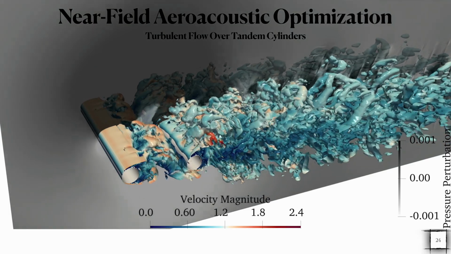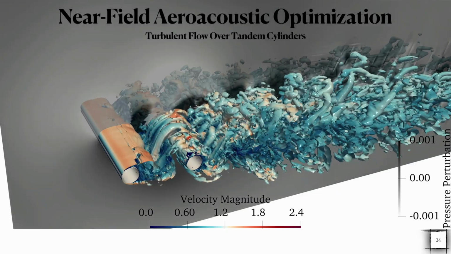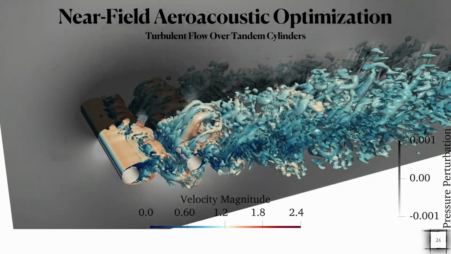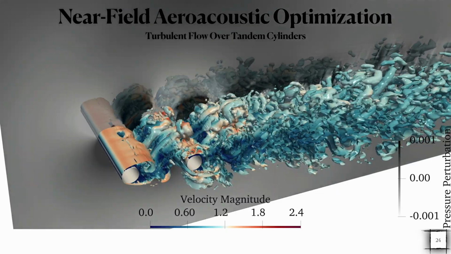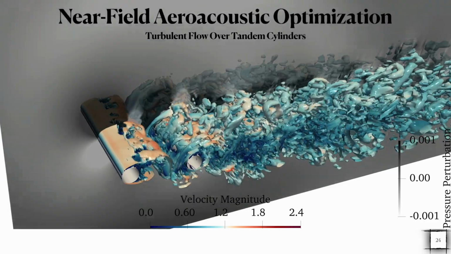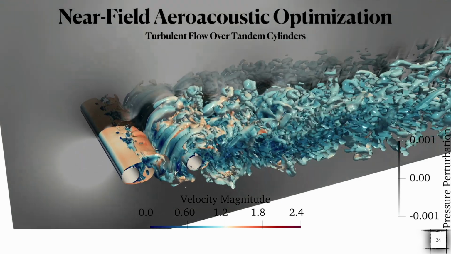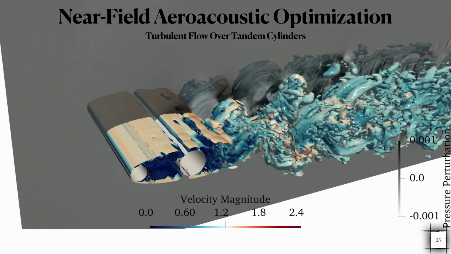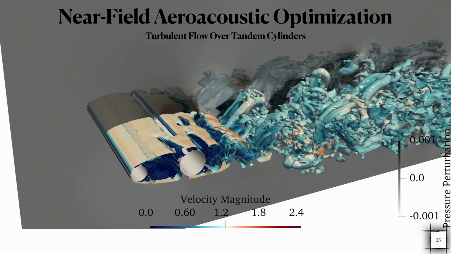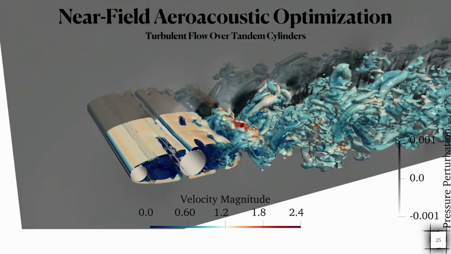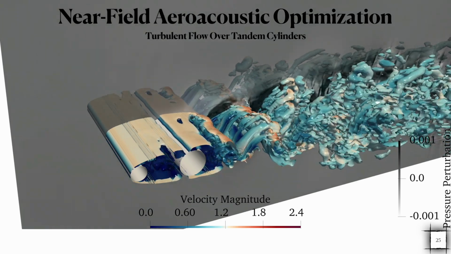And here again we have the Q criterion colored by the velocity magnitude and the acoustic field. And we can see that flow separates from the upstream cylinder, and then the vortices hit the downstream cylinder, which creates noise. But in the optimized one, the separation of the upstream cylinder is gone, which resulted in noise reduction.